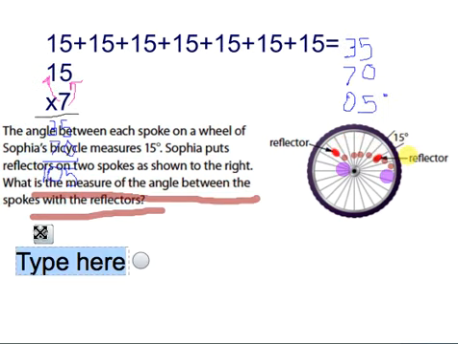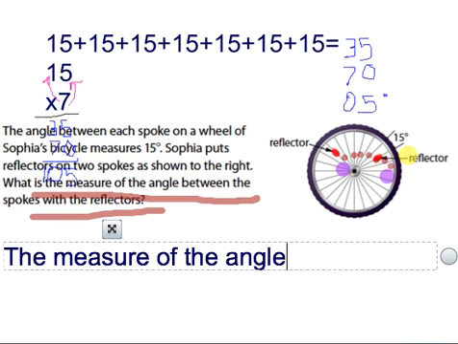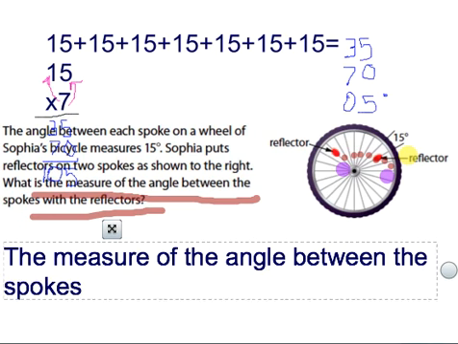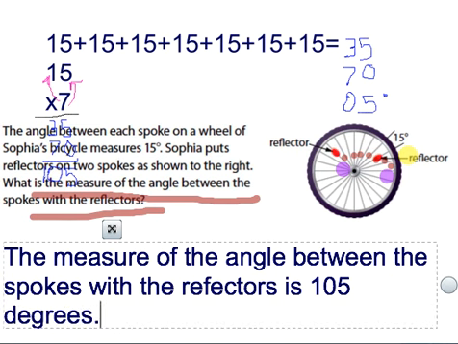So in order to answer my question, because I have to answer it in a full sentence, I would say the measure of the angle between the spokes of the reflectors is 105 degrees. Look at that. Not so hard, right? Once we stop and think and break it down. You really need to start breaking it down and thinking about what's going on.